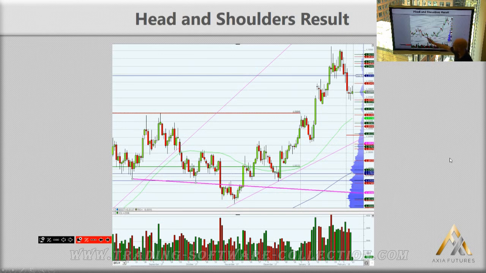Now, if you played the earlier head and shoulders, so this one here, and got yourself in on that retest, preempting the bigger pattern, you at least gave yourself a chance that once, yeah, you've been proved wrong and you got a close above here, you're still taking a 100 tick winner out of it.